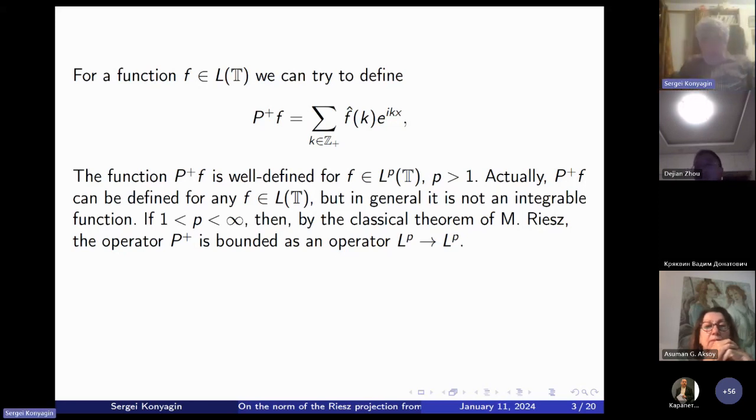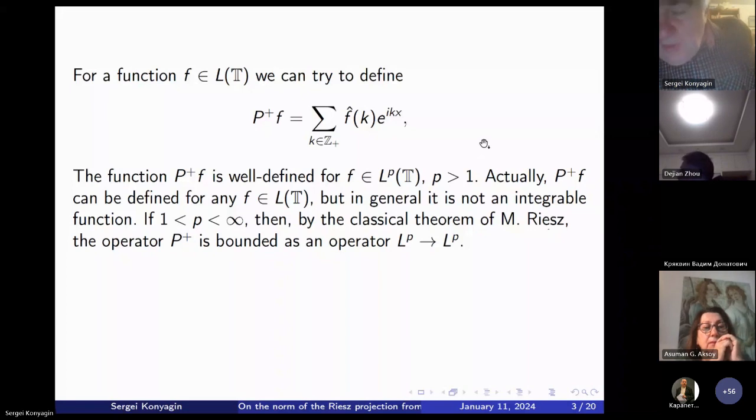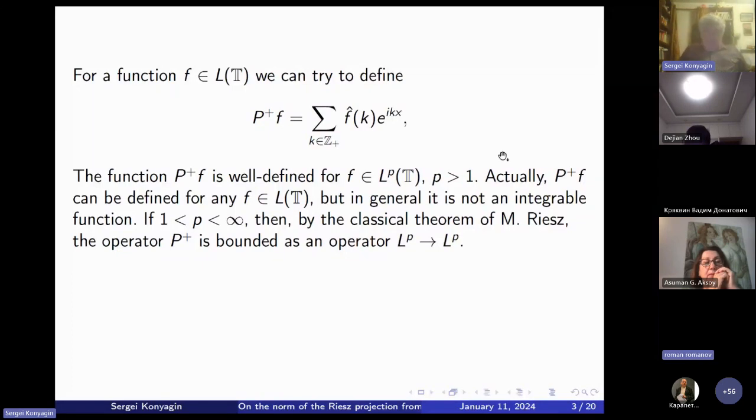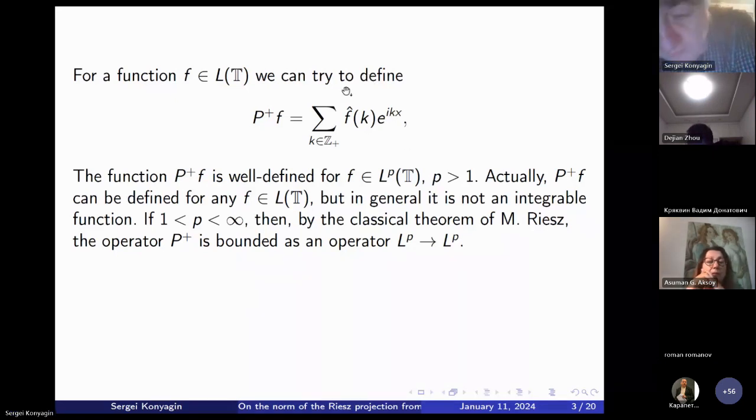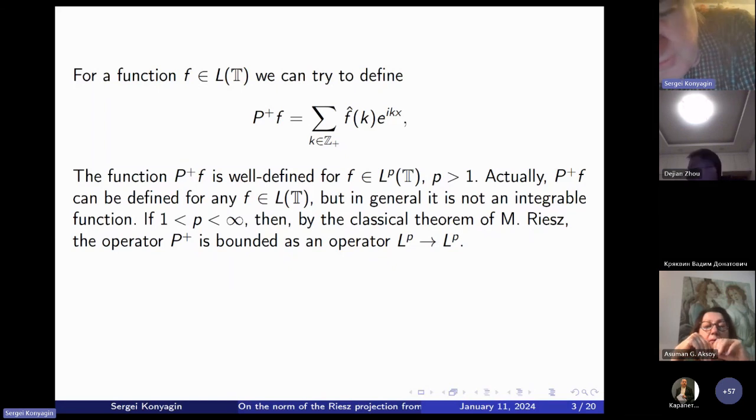This operator is well defined if f is an element of L^p and p is greater than one. Actually, this is a bounded operator on the space L^p if p is greater than one. It is a famous theorem of Marcel Riesz. Actually, this operator can be defined for any f in L, but the series is not necessarily a Fourier series.